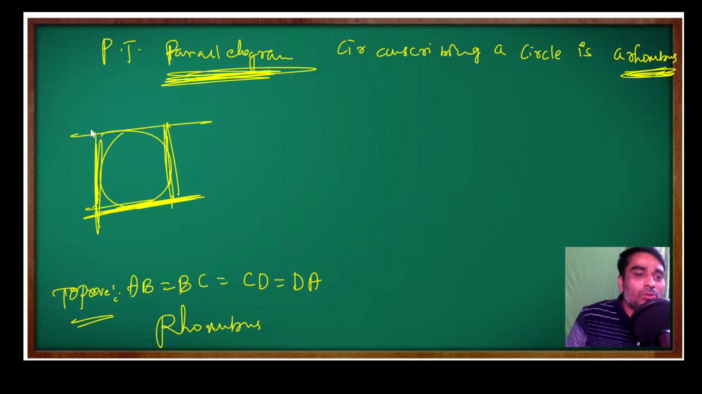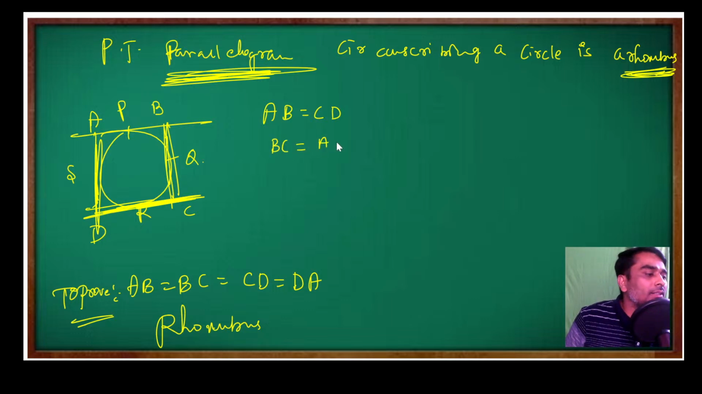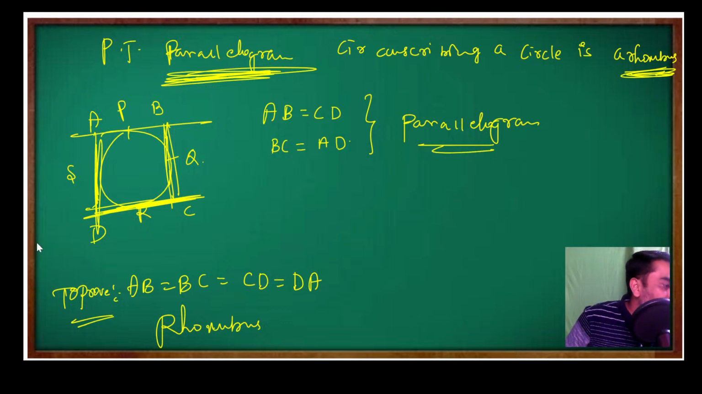So you can take this as A, B, C, D. I'll just show you how to do. And P, Q, R, S. Again you will write, first you will write AB equal to CD, and you will write BC equal to AD. Why? Parallelogram. Opposite sides will be same.